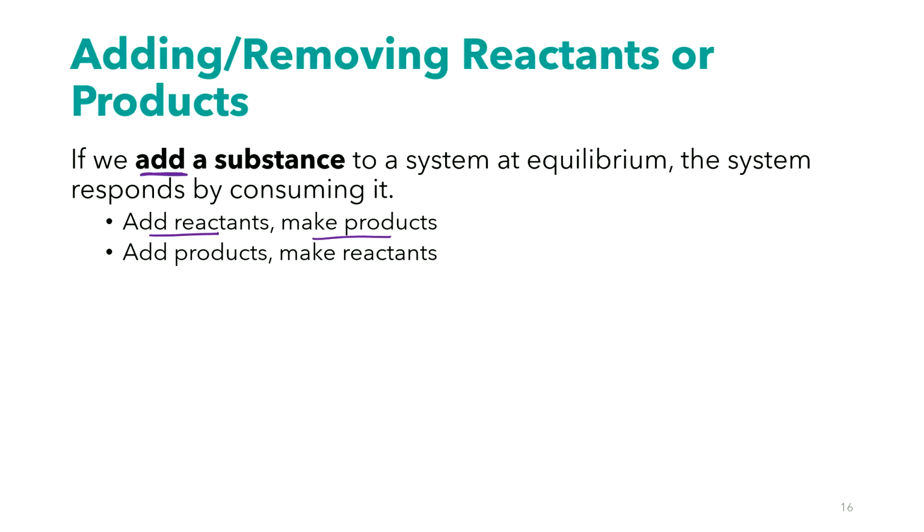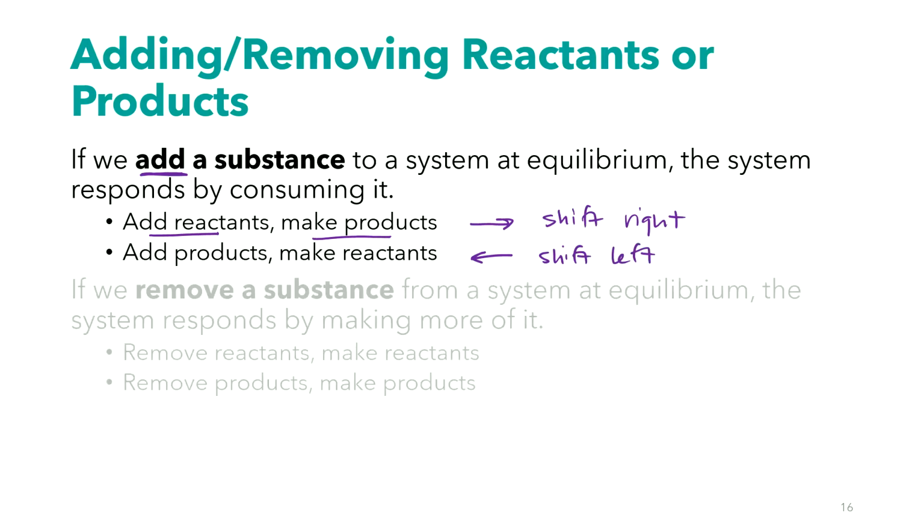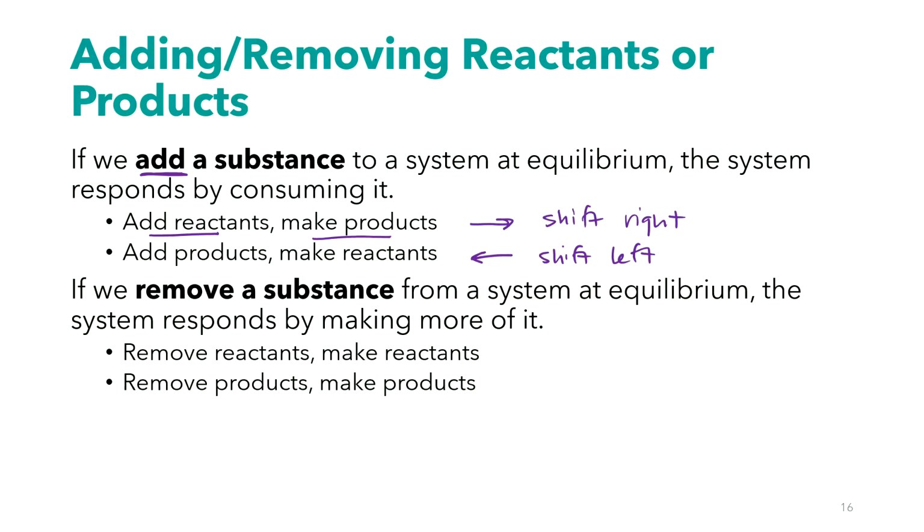I want to remind you of the language around this. So if I add reactants, make products, you might see this written as a shift right, okay? Add products, make reactants, shift left. Okay.